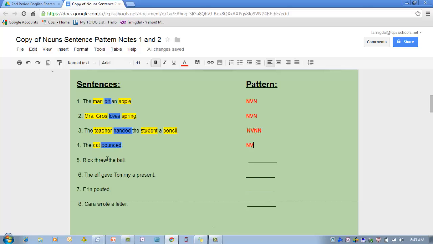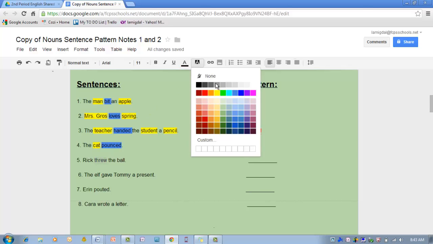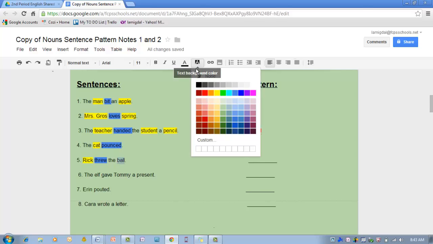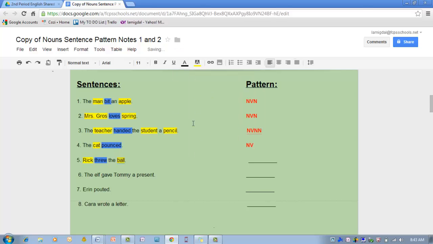Rick threw the ball. The action is to throw. Threw is the past tense of throw. So I'm going to make that blue. There's my verb. Go in front of the verb, and there's a noun. Highlight that in yellow. And then after the verb, there's another noun. So that's going to be N-V-N.